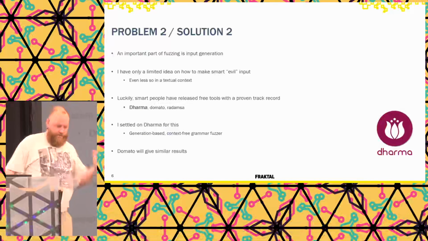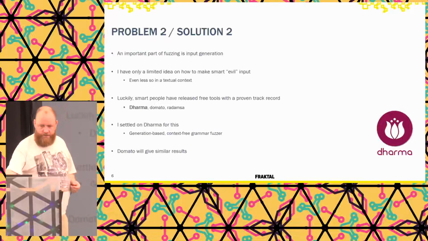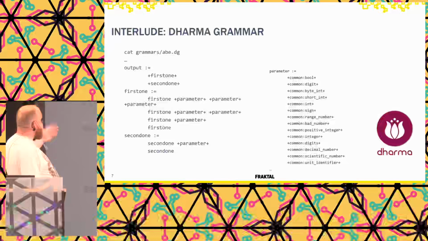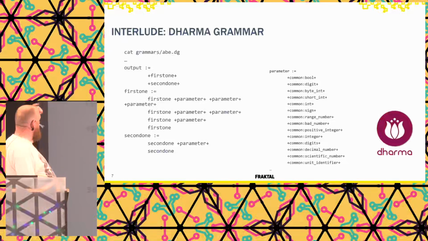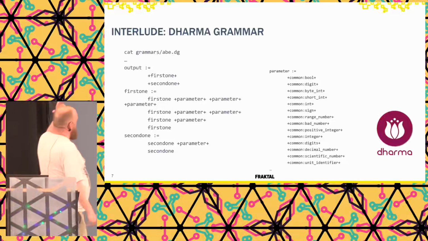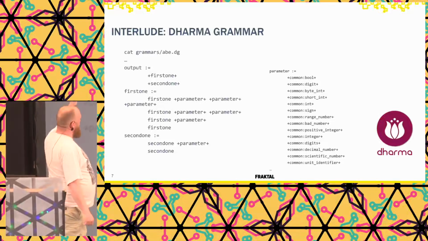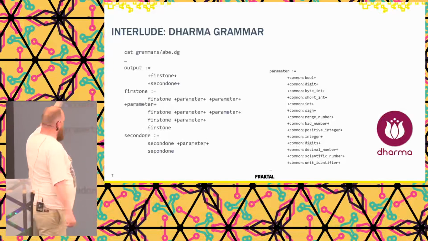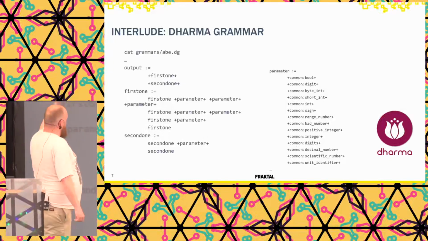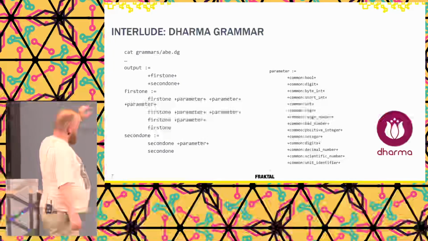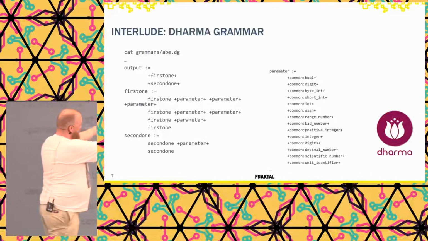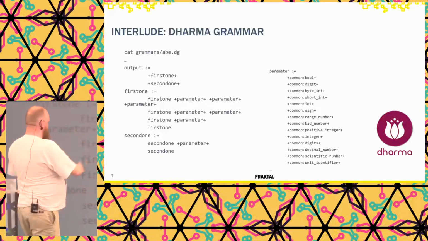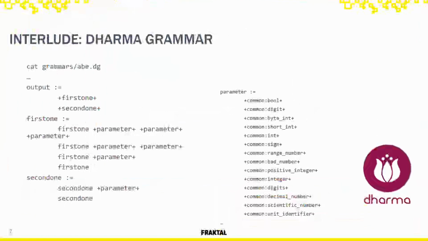And what is a generation-based context-free grammar fuzzer? It sounds complicated, but it's actually not, because this is a grammar file I made for Dharma, just a sample grammar. As you can see here, I instructed it to generate output. Output must consist of either first one or second one. It's going to pick one at random. First one consists of the string first one, and then something which will be expanded, in this case a parameter and a parameter and a parameter, and then maybe with two parameters or with one or with none, and second one is the same, right?